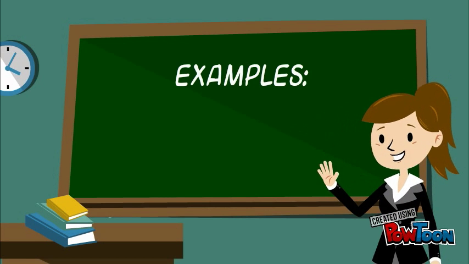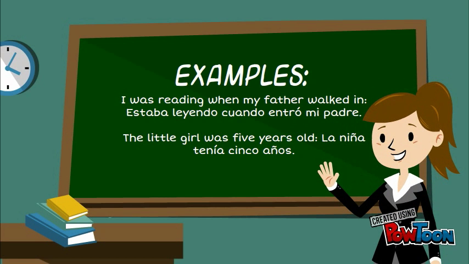Some examples of imperfect tense would be I was reading when my father walked in, which translates to estaba leyendo cuando entró mi padre, entró being the preterite verb, and the little girl was 5 years old: la niña tenía 5 años.